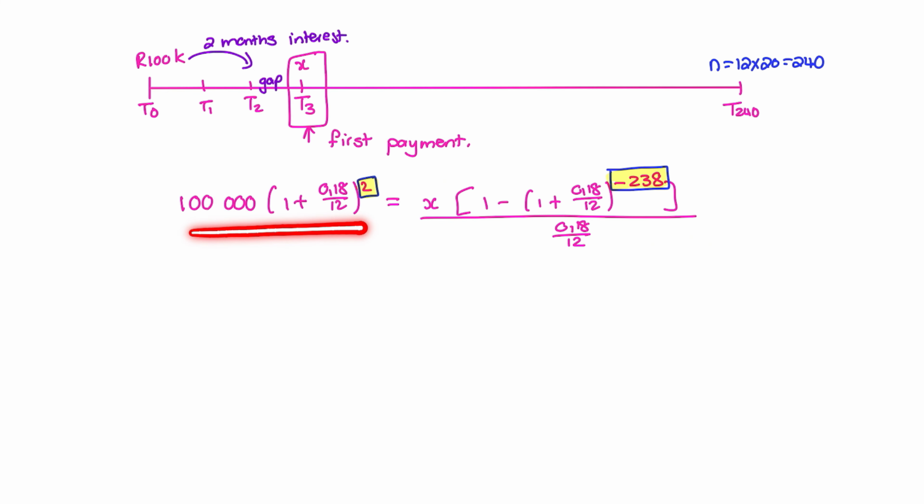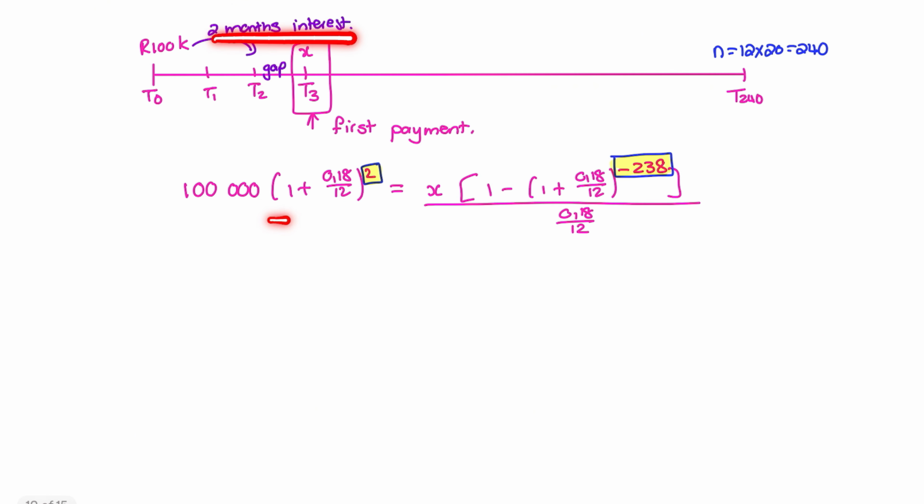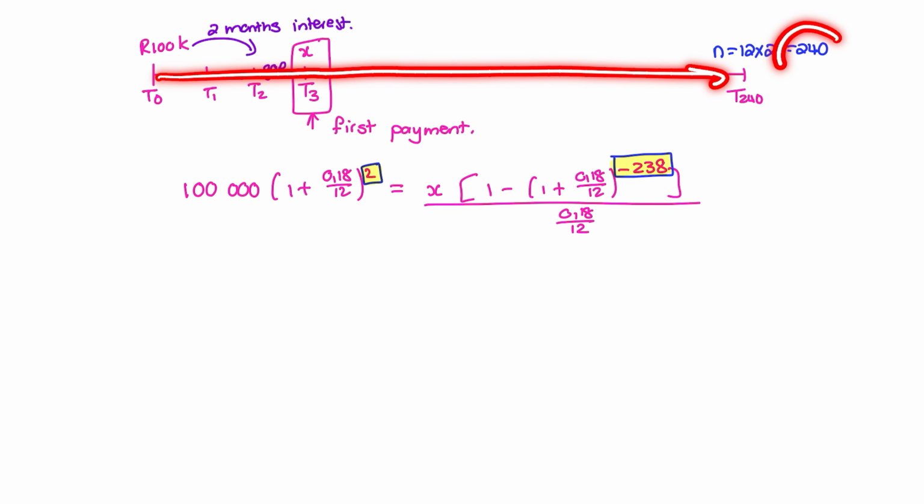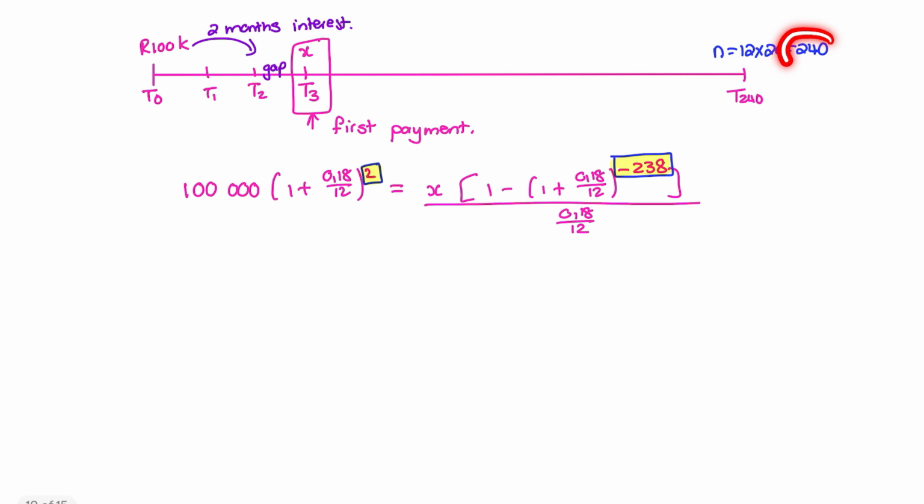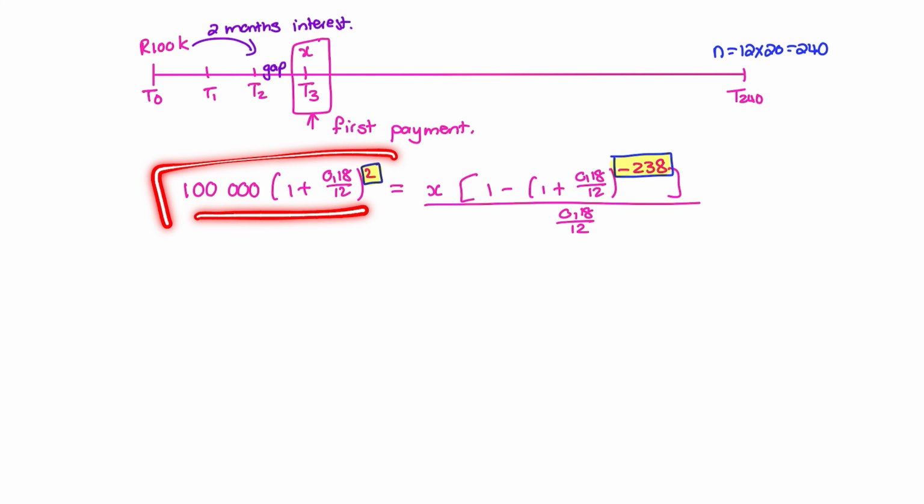What I do want you to notice is that we simply don't have 100,000 Rand on the left-hand side. We actually earn 2 months of interest. Okay, so in the total of the 20 years, we have 240 payments or 240 periods, but the first 2 months is on the left-hand side because we are earning interest on this 100,000 Rand. And the interest we earn is 18% per annum, compounded monthly. So that is why we accrue or earn compound interest on the left-hand side.